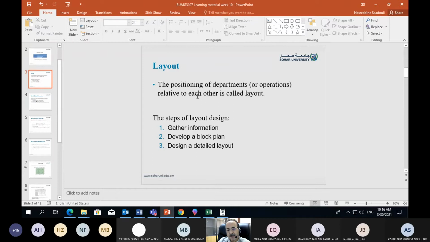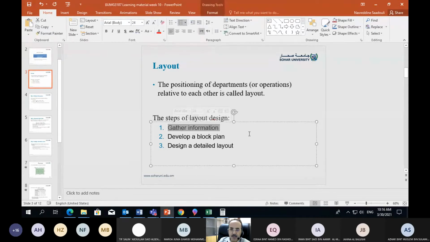In order to do this, we need to start by gathering the appropriate information. Appropriate information, as I said, is primarily the distance traveled, or the number of trips, or the number of movements, and the so-called closeness factor. How important is it for two units or two departments or two operations to be close to each other? You see, in some cases, they must be close to each other.